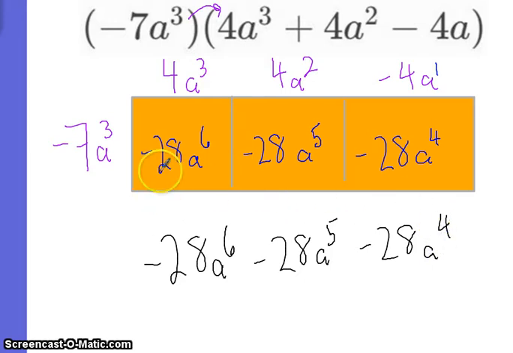Oh no, I missed one. Which one did I miss? Negative times positive, negative times positive, negative times negative, positive. So I should have done this negative in the 4 times this negative in the 7 to make positive. All right, pause here if you're trying to keep up.